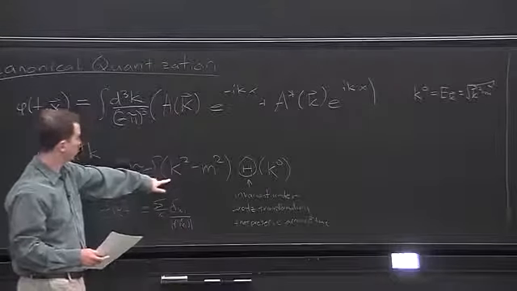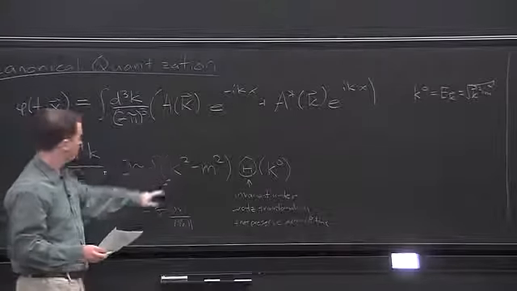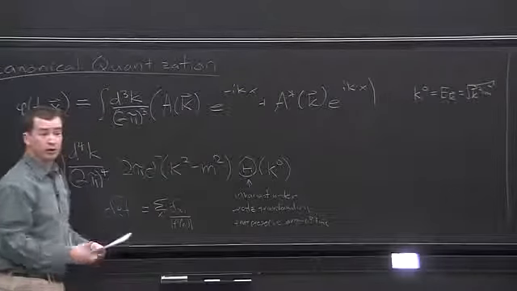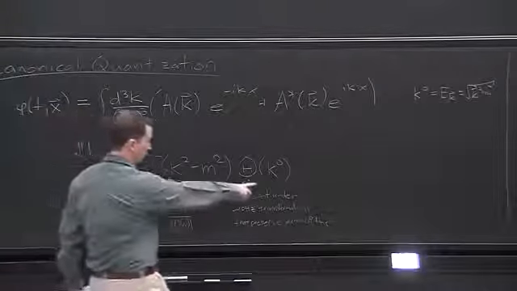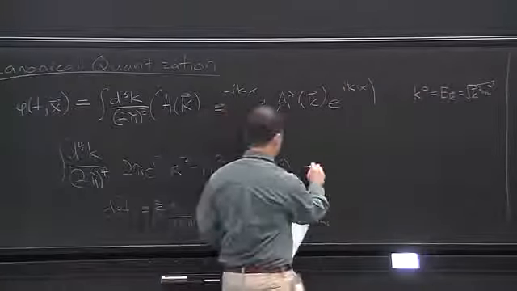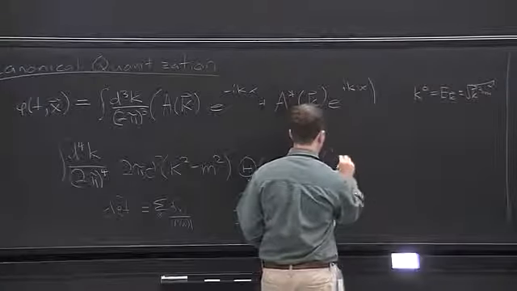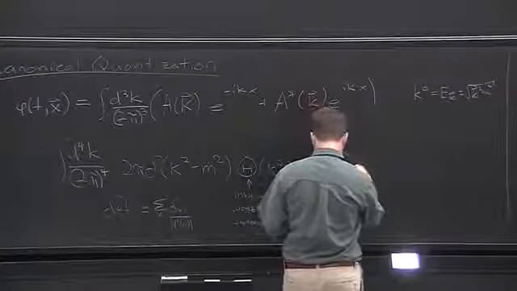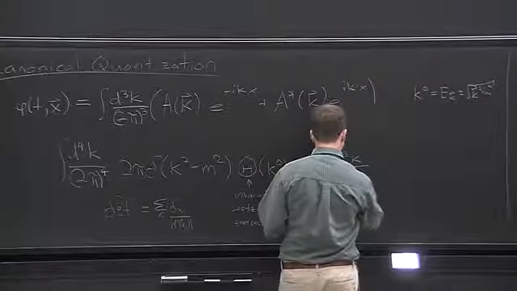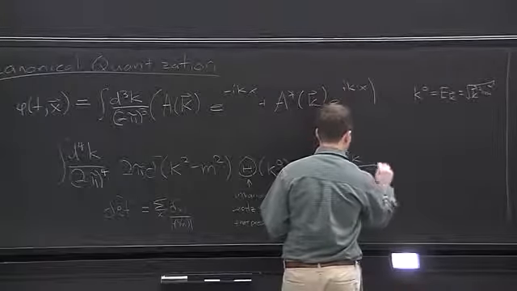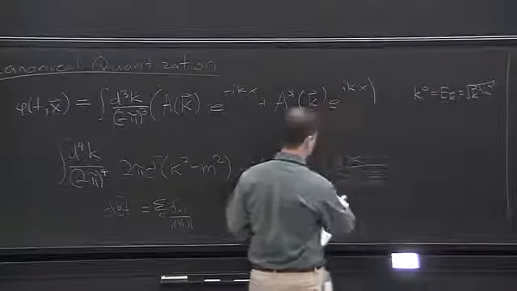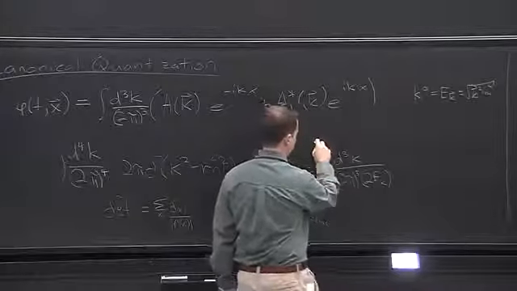So this has roots at plus or minus ek. We're throwing away the minus ek because of this Heaviside function. So we do this integral, we get the measure we want with an extra factor of 2ek. And so this is our Lorentz invariant measure.